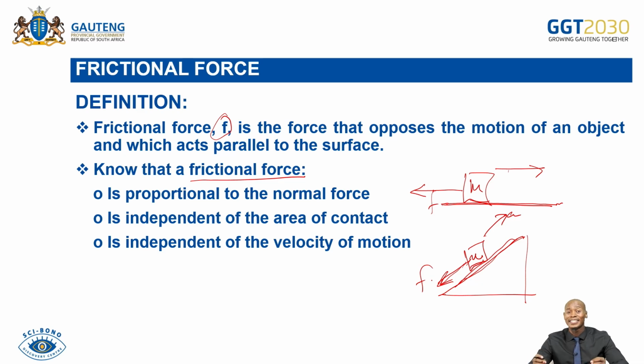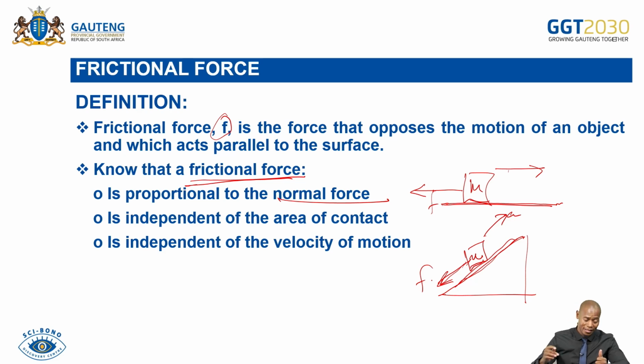So there's a relationship now between frictional force and normal force. Based on this, they are proportional to each other, which means that frictional force depends on the normal force. When you increase the normal force, what happens to the frictional force? Frictional force also increases.